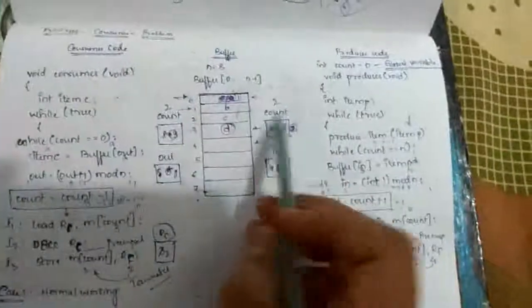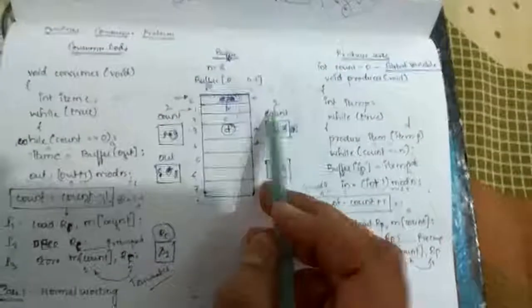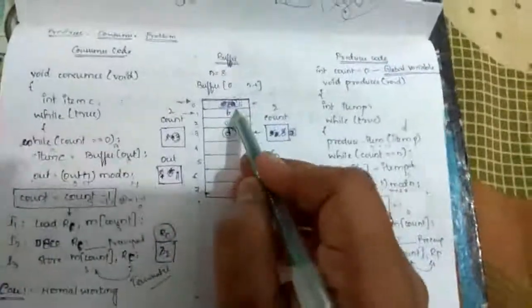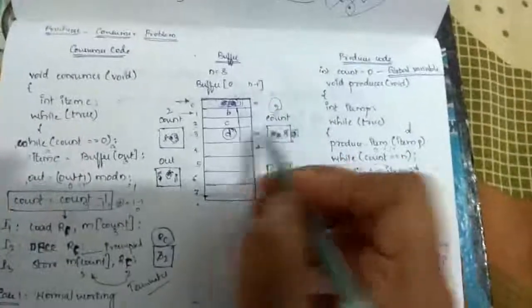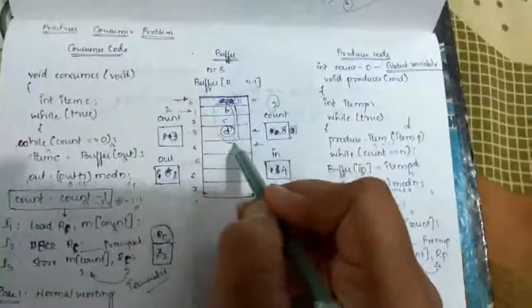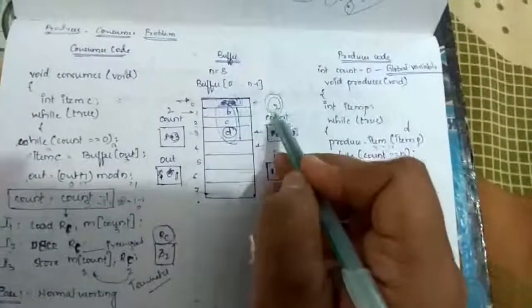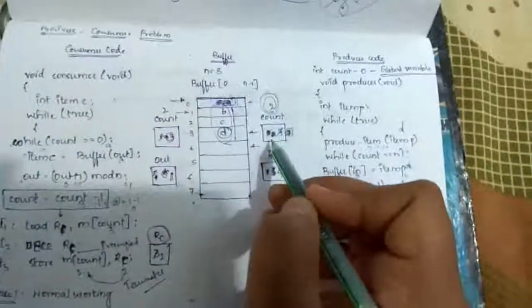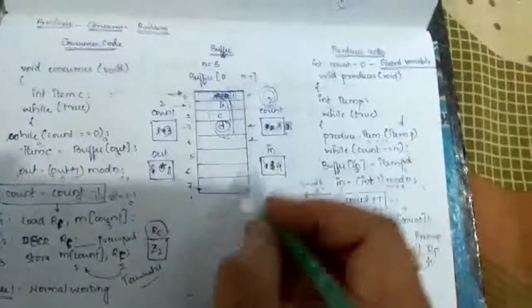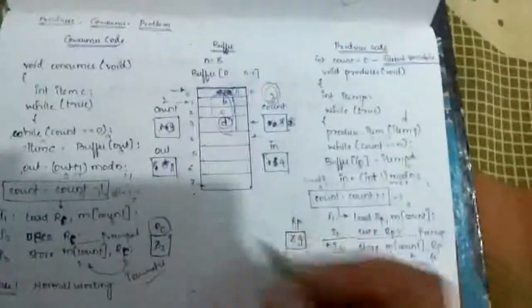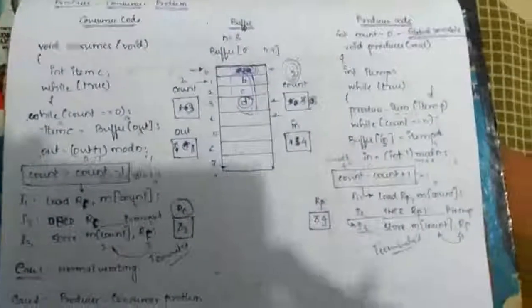So what is the value of count at the end? It is 2. But how many items are present in the buffer? There are 3. So this is a mismatch. There are 3 items present in the buffer, and the value of count shows 2. So this is a mismatch, and this contributes to the producer-consumer problem.